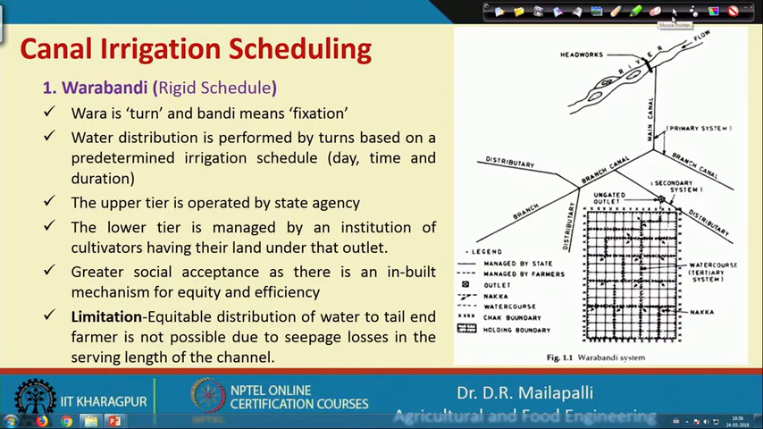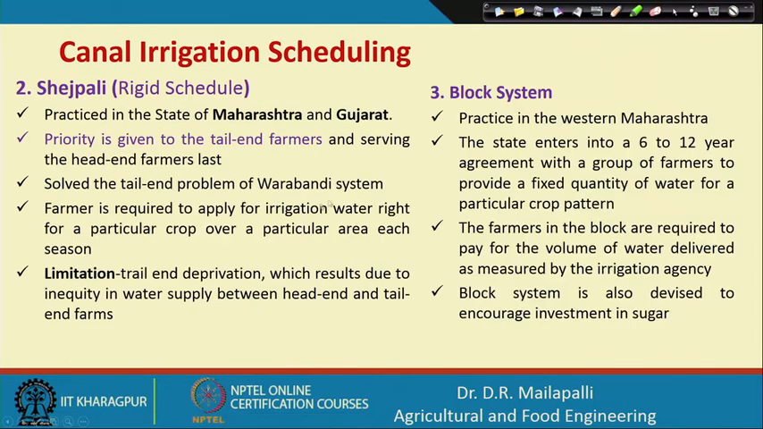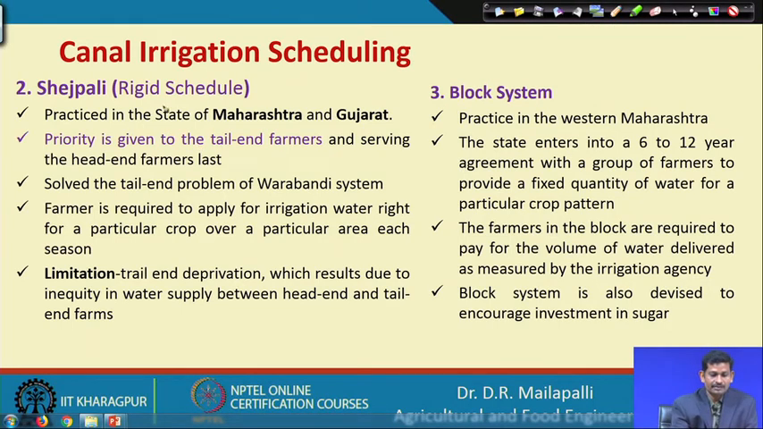Okay. So, then next is Sage Pali. Sage Pali is another irrigation scheduling method. This is also rigid scheduling. This is practiced in Maharashtra and Gujarat. Priority is given to the tail end farmers.